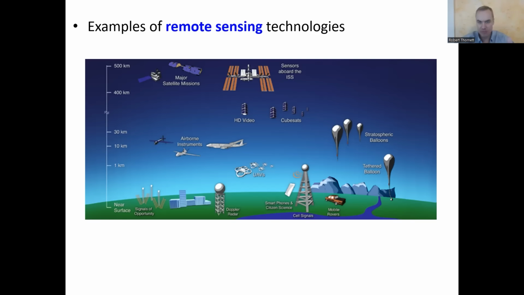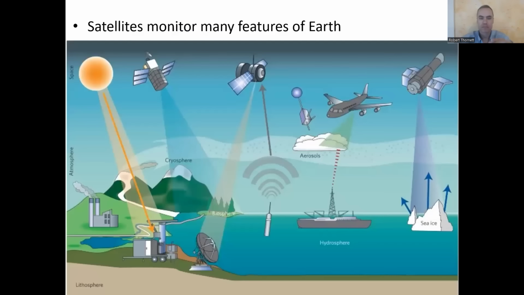And you have balloons, weather balloons that can go up there. You can have aerial drones, UAVs, unmanned aerial vehicles. All these different ways that you can get a sensor out there, these vehicles for sensors. And the things that they monitor are many.